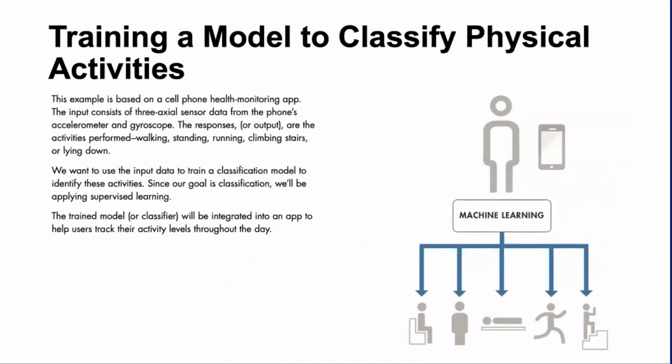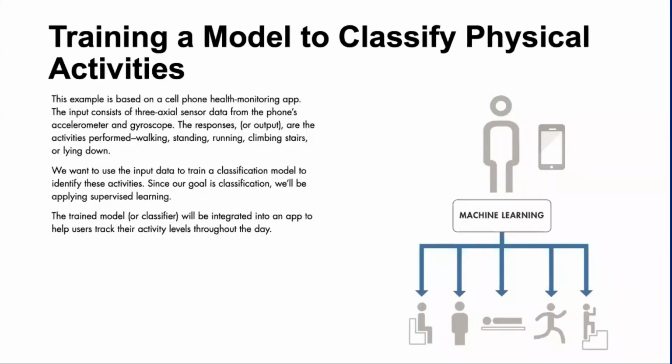So maybe I'll just go through each of these steps, but basically these are the same as what we have discussed earlier in the AI workflow. I have here a specific use case, which is building an app for monitoring some of your vital signs using three-axial sensors from your phone, accelerometer and gyroscope. So particularly, the activities are walking, standing, running, and climbing stairs.